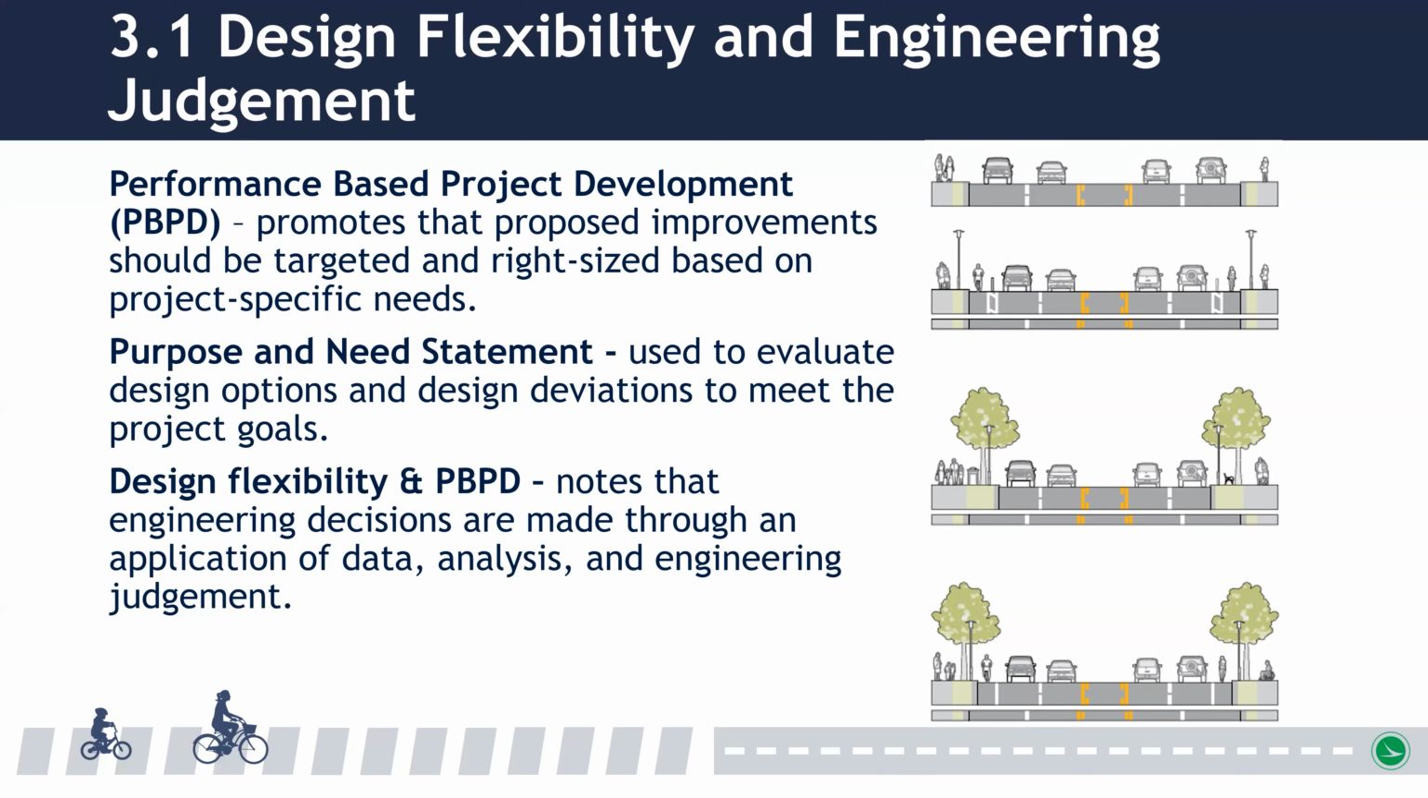The MDG notes that design flexibility should be used to prioritize the safety, comfort, and connectivity of people walking and biking, and that proposed project improvements should be targeted and right-sized based on project-specific needs, which may be identified in the project's purpose and need statement.